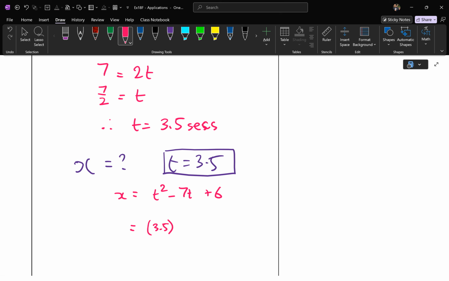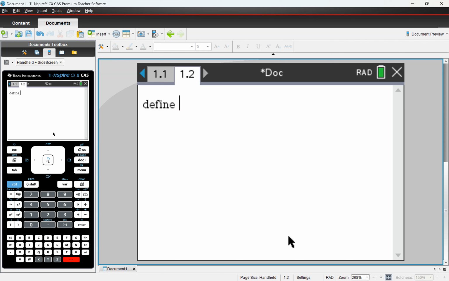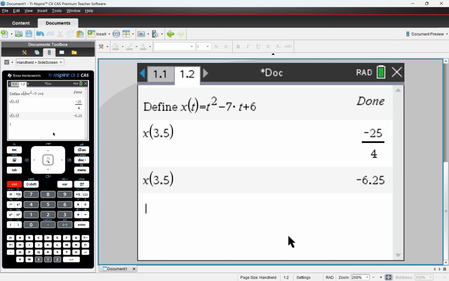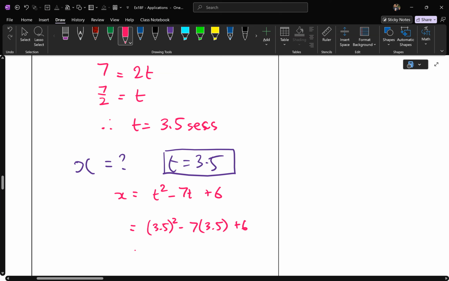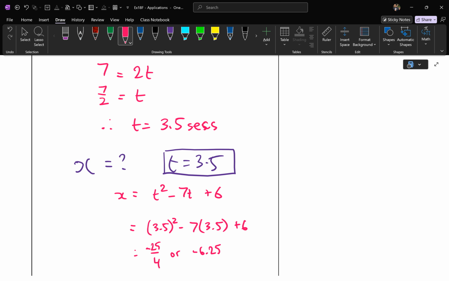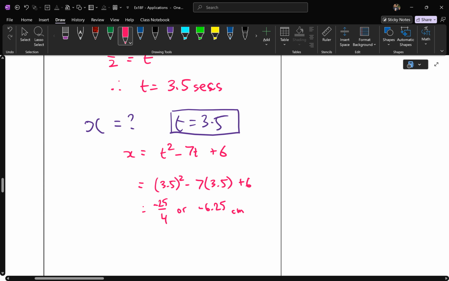So here we go. This is where if you used a calculator at this point, we can just type it in. I'm going to cheat and just put it in a calculator right now. Let's see what we get. So define x of t is equal to t squared minus 7 times t plus 6, and then x of 3.5. Negative 25 on 4, or negative 6.25. Now this is centimeters, this is the position.